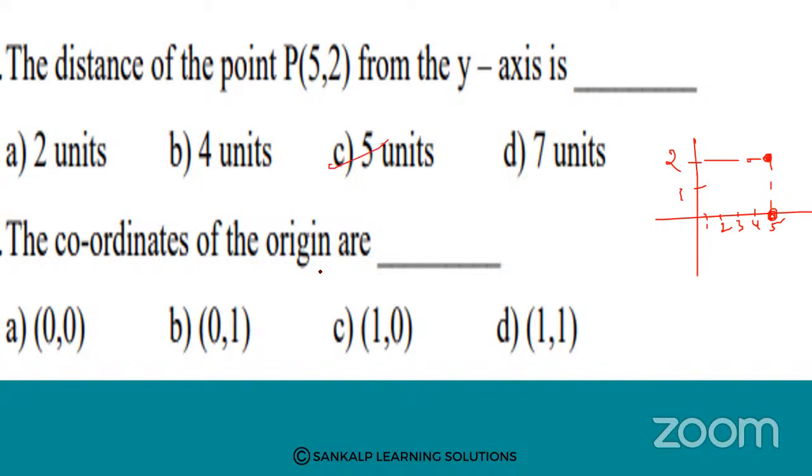The coordinates of the origin are, yes, the coordinates of the origin are (0, 0). Why? Because in the origin, both the values are 0. Therefore, (0, 0) you will get.